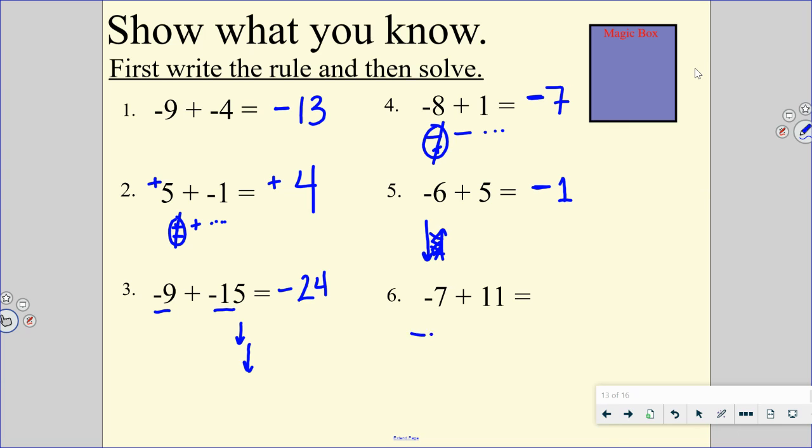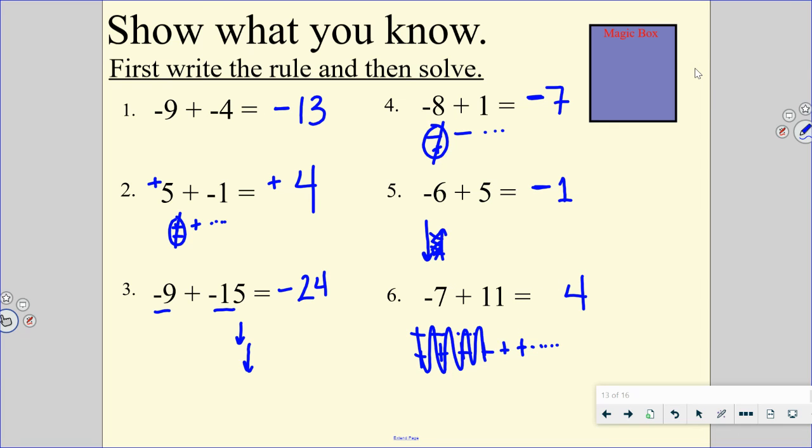And speaking of zero pairs, for number 6, -7, +11, definitely some zero pairs here. With the sign of the greater absolute value, there are some positives left over. And how many are left over? That would be 4. Again, you don't have to write that plus sign if you don't need to.